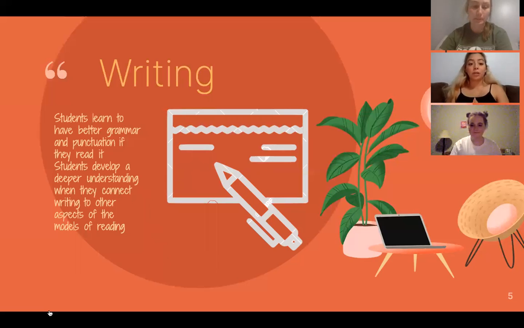And then students also develop a deeper understanding when they connect writing to other aspects of the models of reading. So writing, I feel like almost sums up all the things that are in the models of reading. Like if it was in steps, I feel like this would be the last step because you combine your vocabulary and your fluency and you put that into writing.